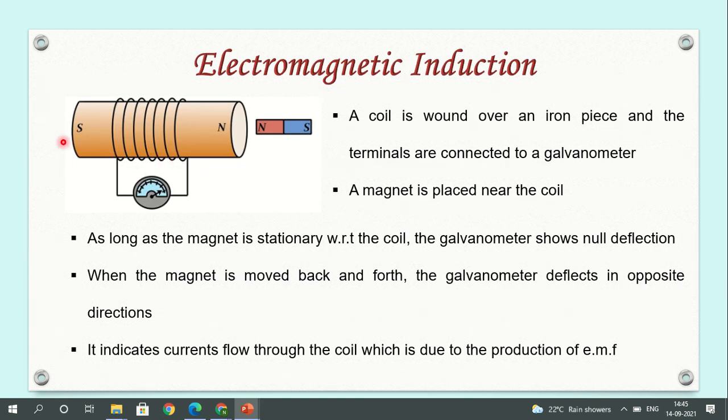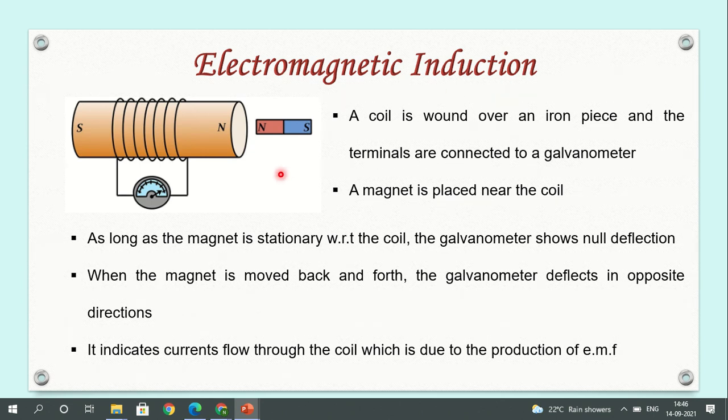Here we have an iron piece, and over this iron piece a coil is wound, and the two terminals of the coil are connected to a galvanometer, and also there is a bar magnet placed near this coil. This is the experimental setup that we have considered to see the phenomenon of electromagnetic induction.